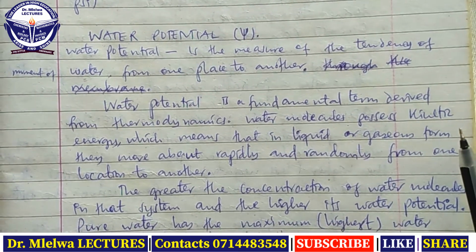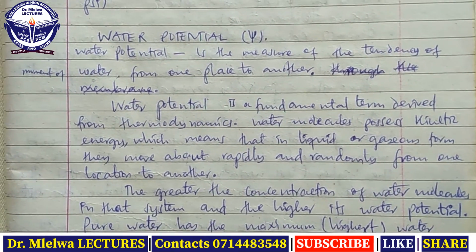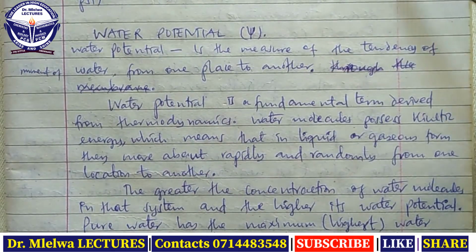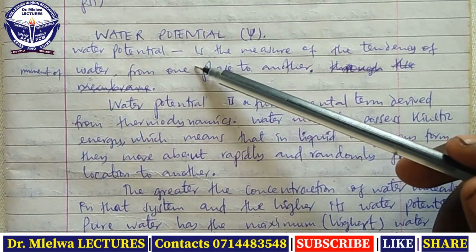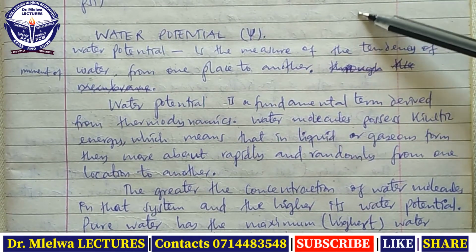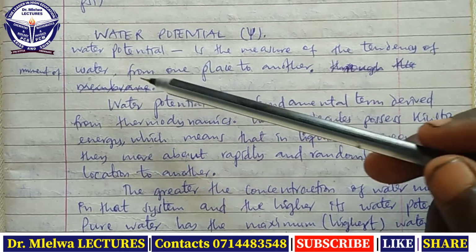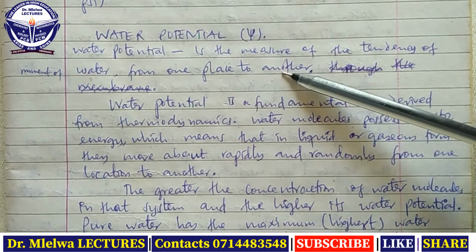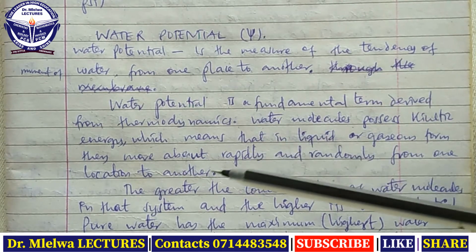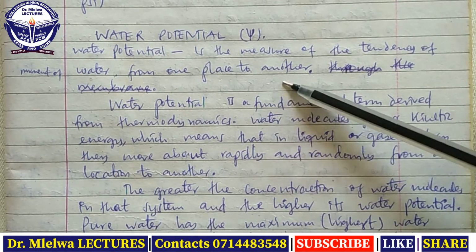But now let's discuss the concept of water potential and its application in discussing plant-water relations. So we are saying that water potential, which is represented by the Greek letter Psi, is the measure of the tendency of movement of water from one place to another.